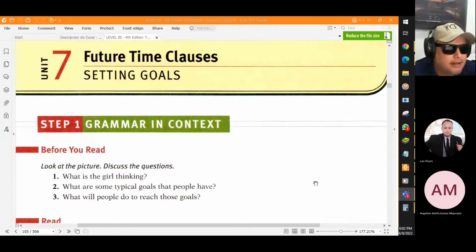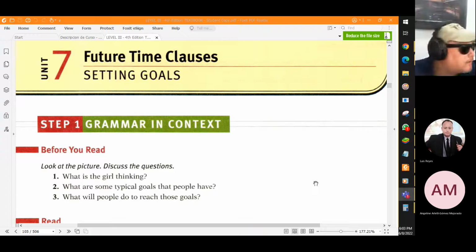Forma de verlo. O sea, lo tienes que practicar varias veces antes de que lo tengas al 100, ¿verdad? Eso es en cualquier idioma. Pero bueno, acabo de empezar a grabar la sesión porque estamos trabajando en lo que es la unidad 7, Future Time Clauses en English, ¿verdad?